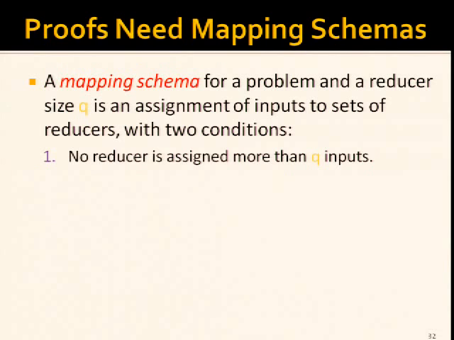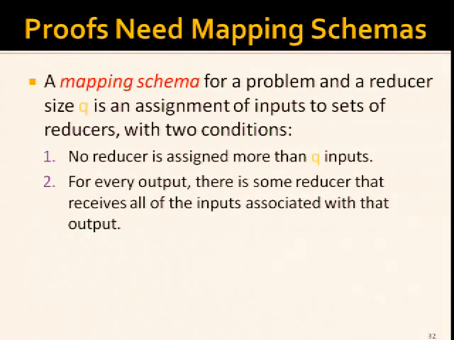First of all, a mapping schema assigns inputs to reducers. That is, the problem itself is described by inputs related to outputs. The mapping schema, which is the solution to the problem, describes how inputs are related to reducers. So each input is assigned to some set of the reducers, and the first condition is no reducer is assigned to more than Q inputs. Well, that's what reducer size is, right? But the second condition, which is maybe more important, says that this mapping schema actually solves the problem.